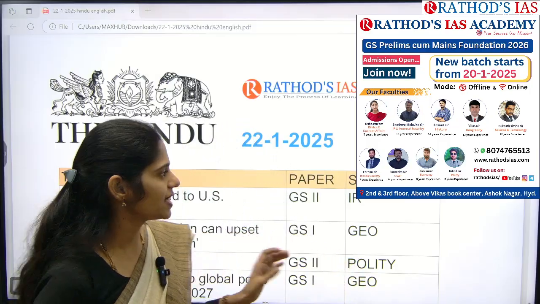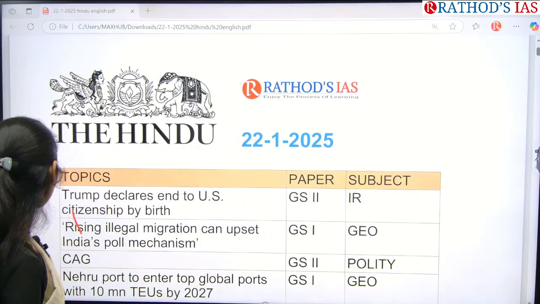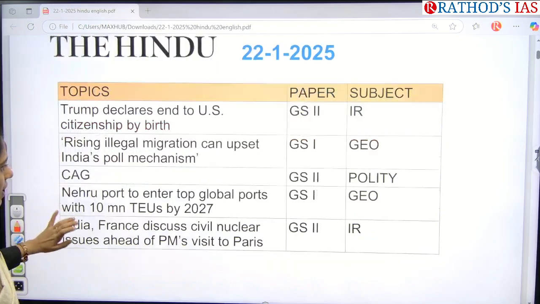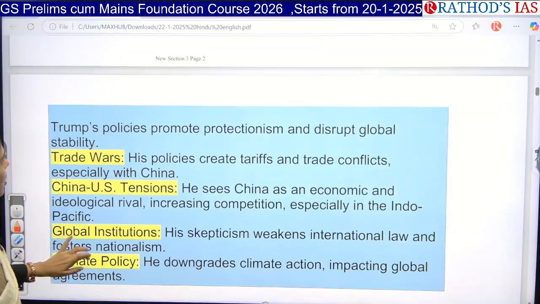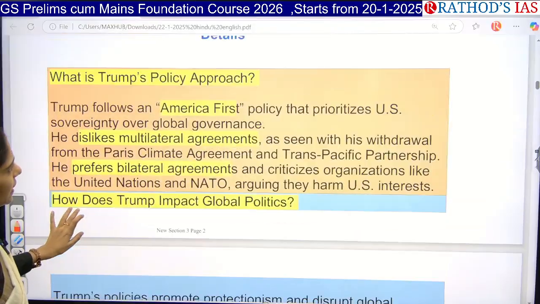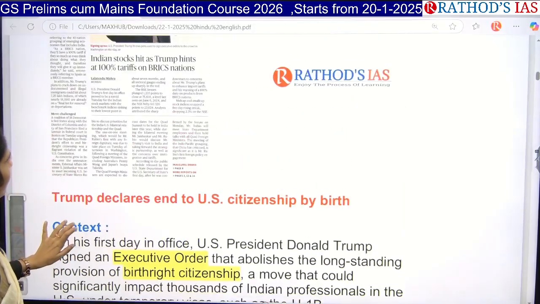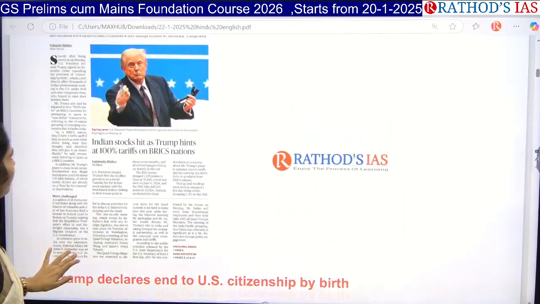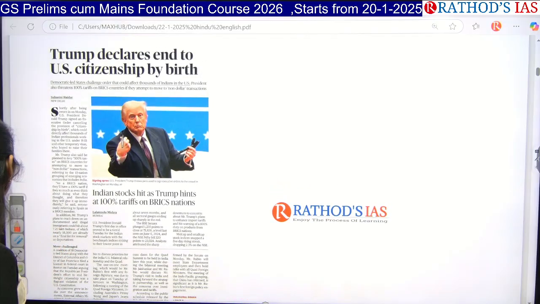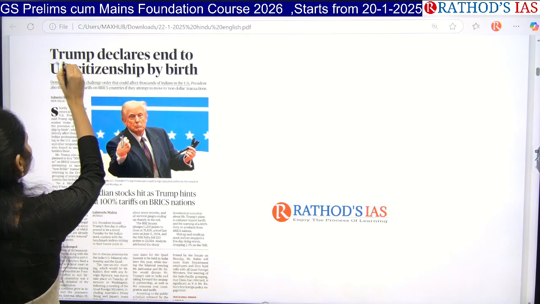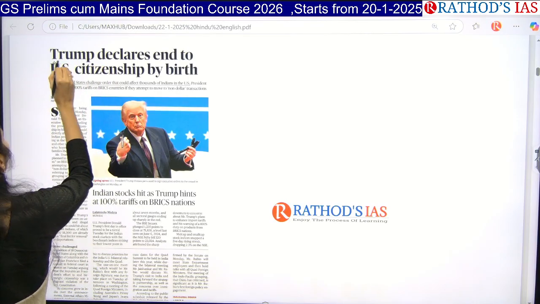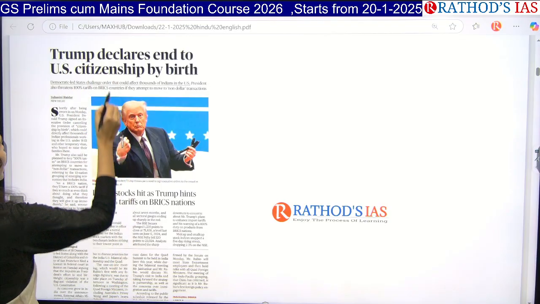Okay, so let's get started with our discussion and let us see the first article, guys. If you see the title of this first article, it says about India-US relations. Title says Trump declares.